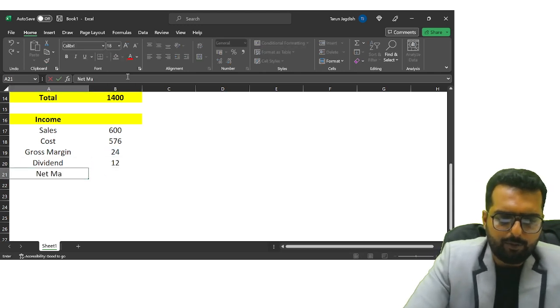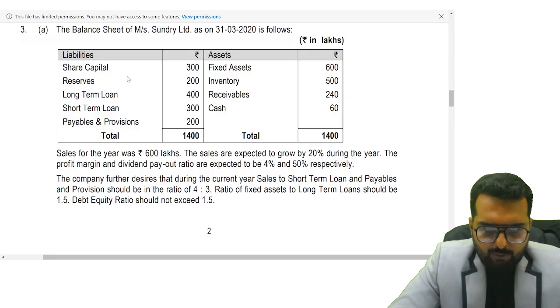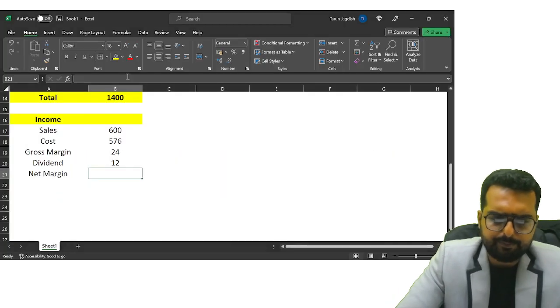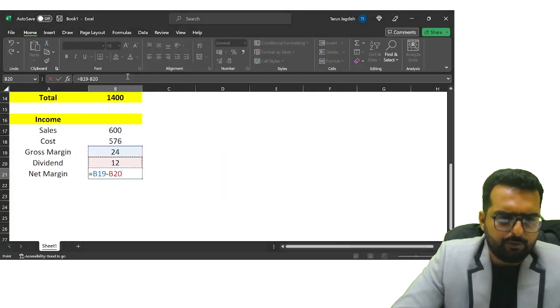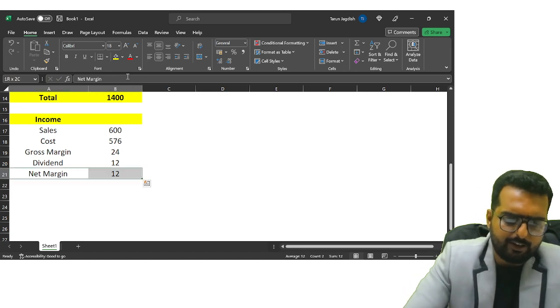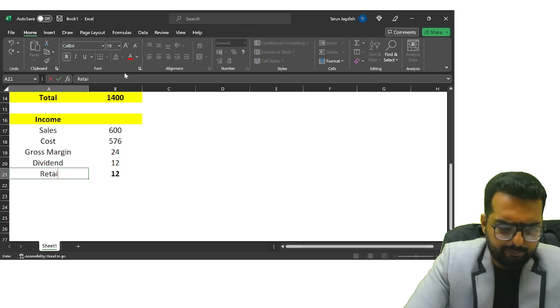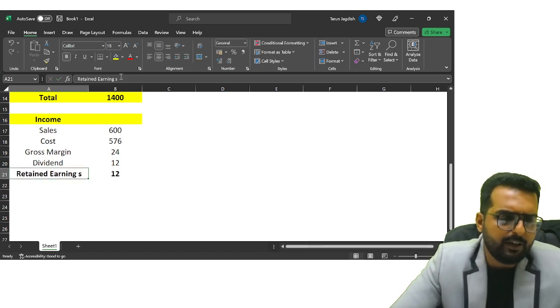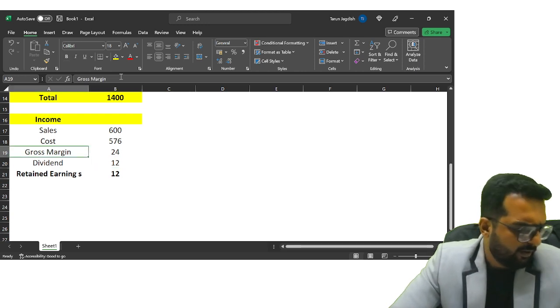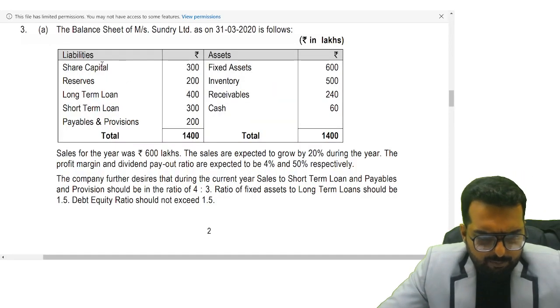And based on this, you will be getting the net margin. What's the net margin that you get over here? 24 minus 12. Will you get the answer as 12? Not net margin. This is the retained earnings. Sorry. The amount that will be available with the company after distributing the dividend. Alright? Fine. So I think this is all put.